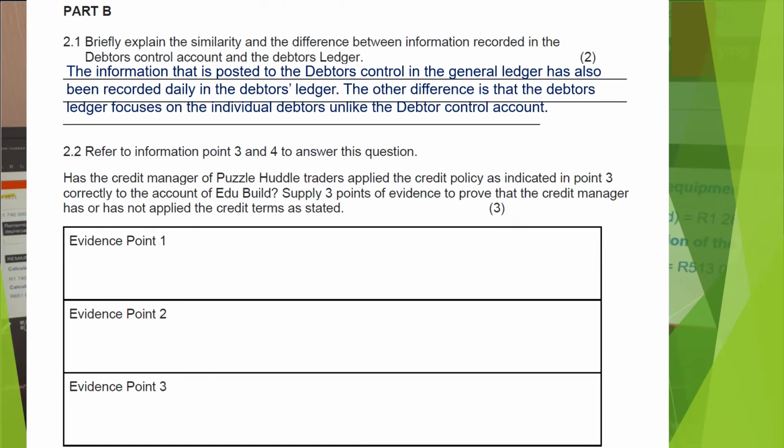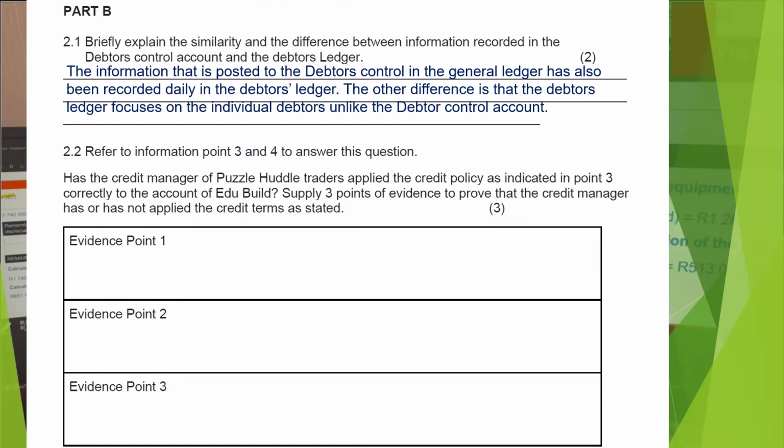The other difference is that the debtor's ledger focuses on individual debtors, unlike the debtor's control. The debtor's control focuses on all credit sales, all debtors. Okay, this one focuses on one individual debtor, just like we have done with ACDC. We're focusing only on that specific creditor. And when it comes to the ledger, we also do the same thing. We only focus on that specific debtor, right? So it's more about preparing the summary of the transactions that each individual debtor has entered into with the business.